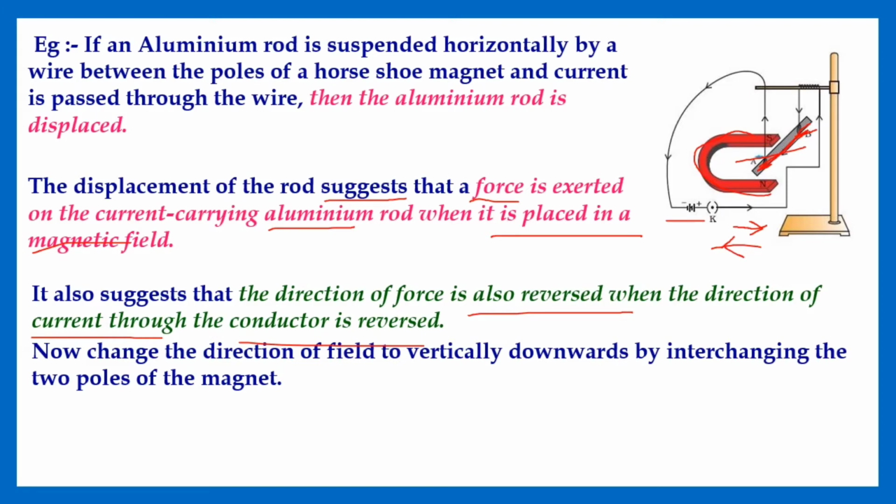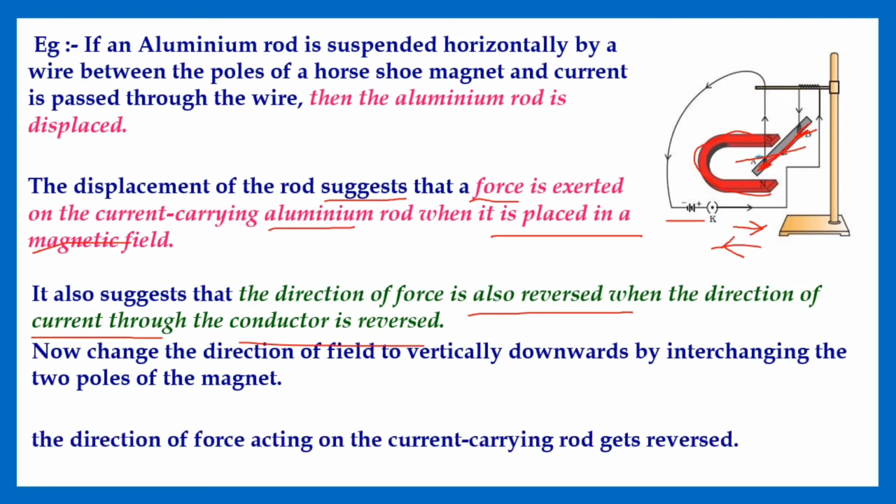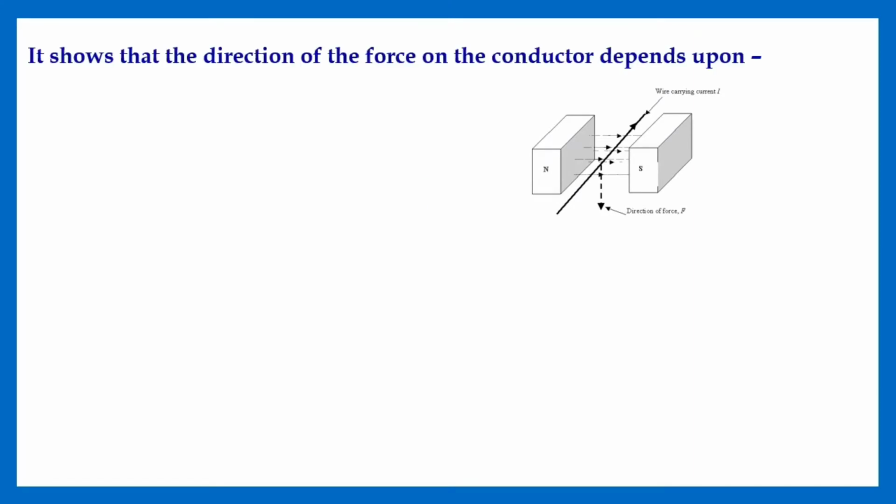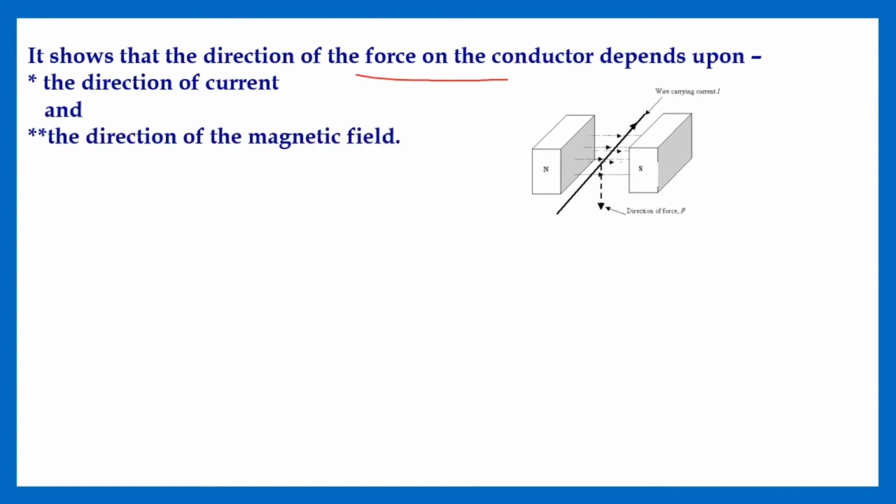Change the direction of the magnetic field vertically downwards by interchanging the two poles of the magnet. The direction of force acting on the current carrying rod also gets reversed. What does it show? It shows that the direction of the force on the conductor depends upon the direction of current and the direction of the magnetic field. So these are the two factors on which the direction of the force on the conductor depends.